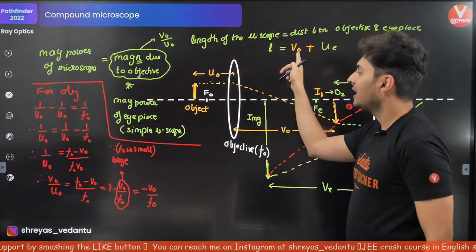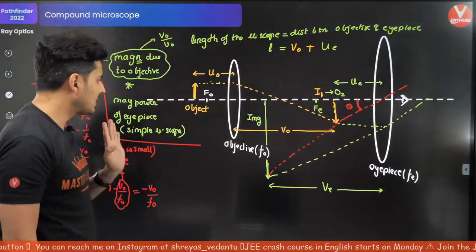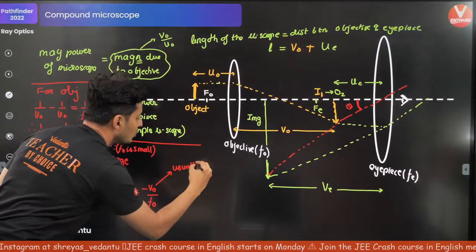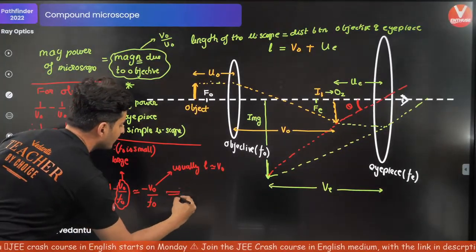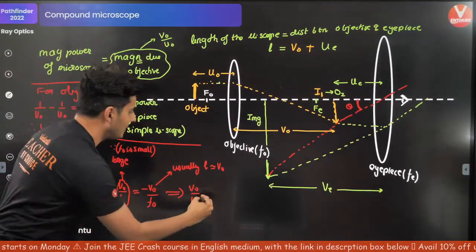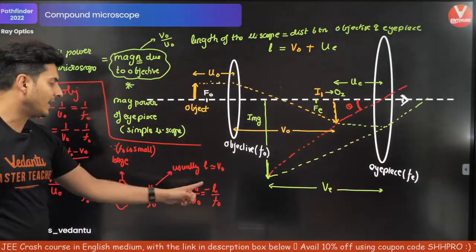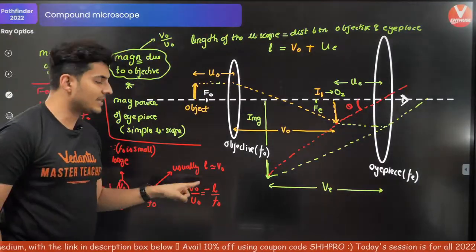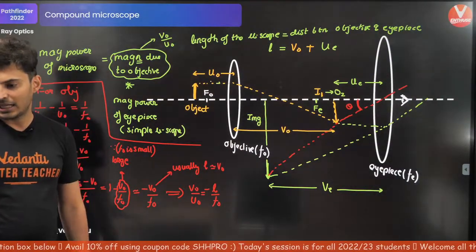So usually L and V0 are the same. Everybody getting this idea? Because of which, this L is roughly equal to V naught. So this value of V naught by U naught will become minus L by F naught. You can use this ratio, V naught by U naught is minus L by F naught, most of the times. I hope this is clear.